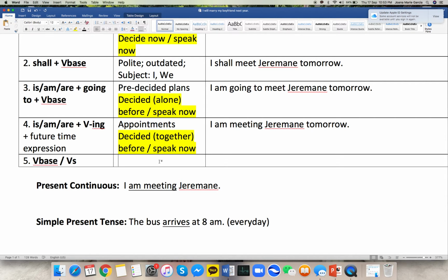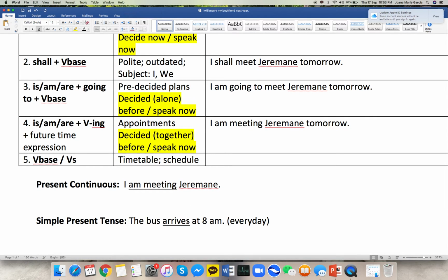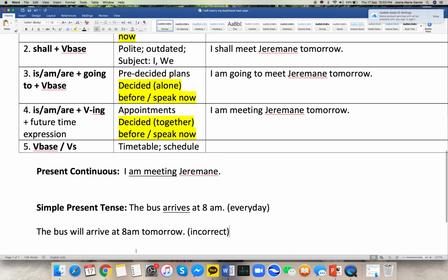Now, remember that this pattern is only used for timetable or schedule. So timetable or schedule only, right? For example, if I want to say about the schedule of the bus tomorrow, some people would actually say that the bus will arrive at 8 a.m. tomorrow. This is grammatically incorrect. Since that is a schedule, you cannot use will plus V base there. That's wrong. Instead, you can say the bus arrives at 8 a.m.